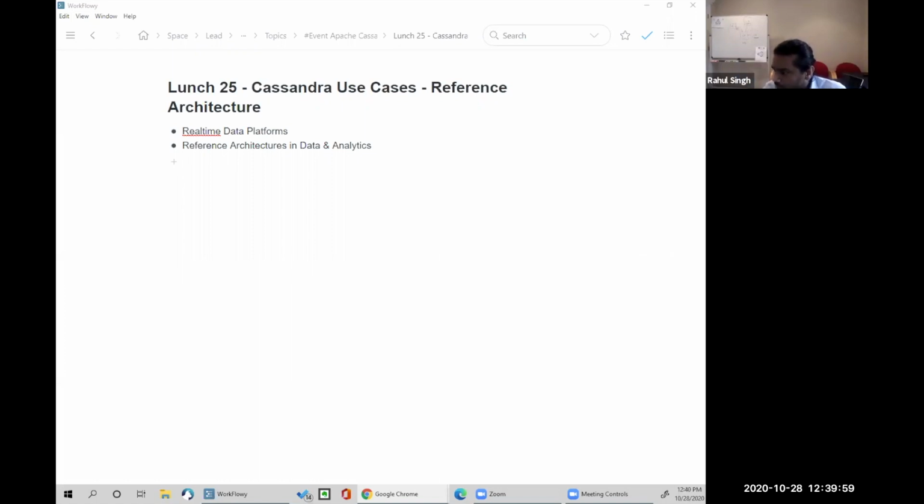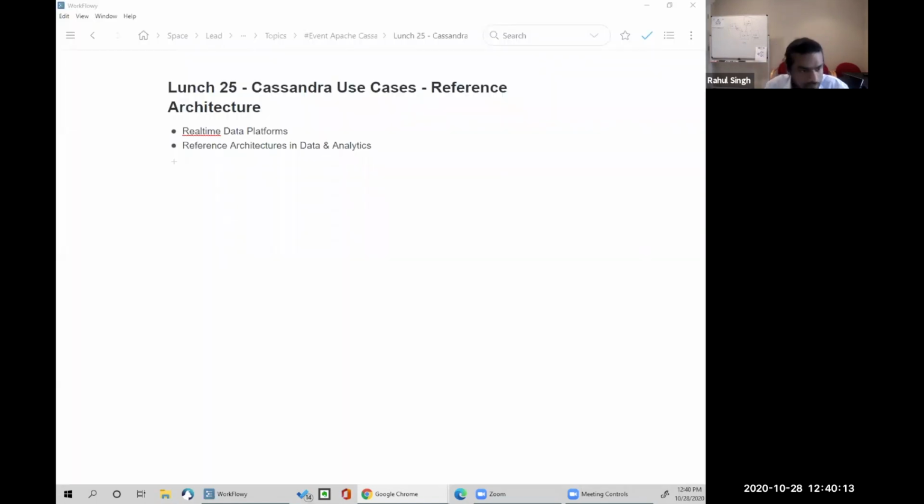Okay. So as I promised, I do have diagrams that I want to show of other systems, different platforms, completely different vendors, and how they end up using Cassandra.